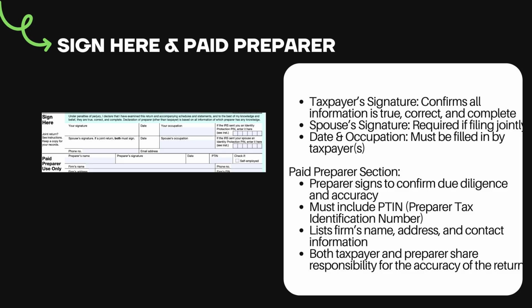It's important to remind your clients that both parties, the taxpayer and the preparer, share responsibility for the accuracy of the return. Your role is to prepare it correctly, but they're signing off that the information they provided is complete and truthful. So in short, this section makes the 1040 official. Without signatures, it's just a draft. With signatures, it becomes the legal tax return that the IRS accepts.